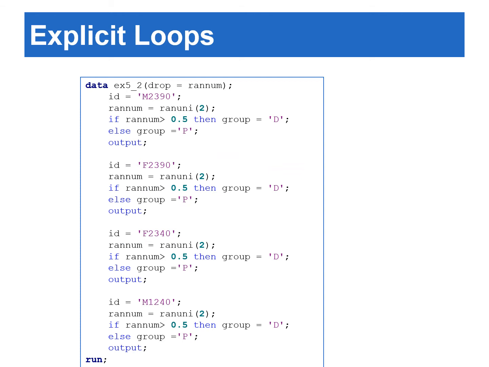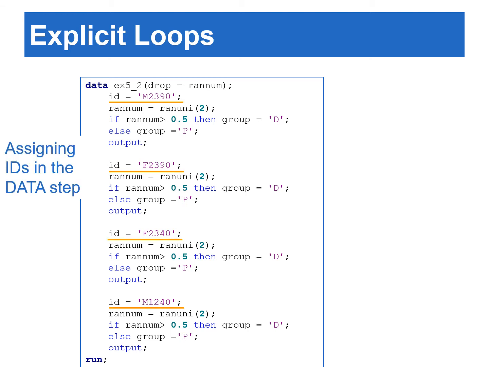Here's the program to assign each ID to a group in the data step, without reading ID from an input dataset. In this program, we need to assign ID with ID values 4 times, then assign the group value based on a generated random number.